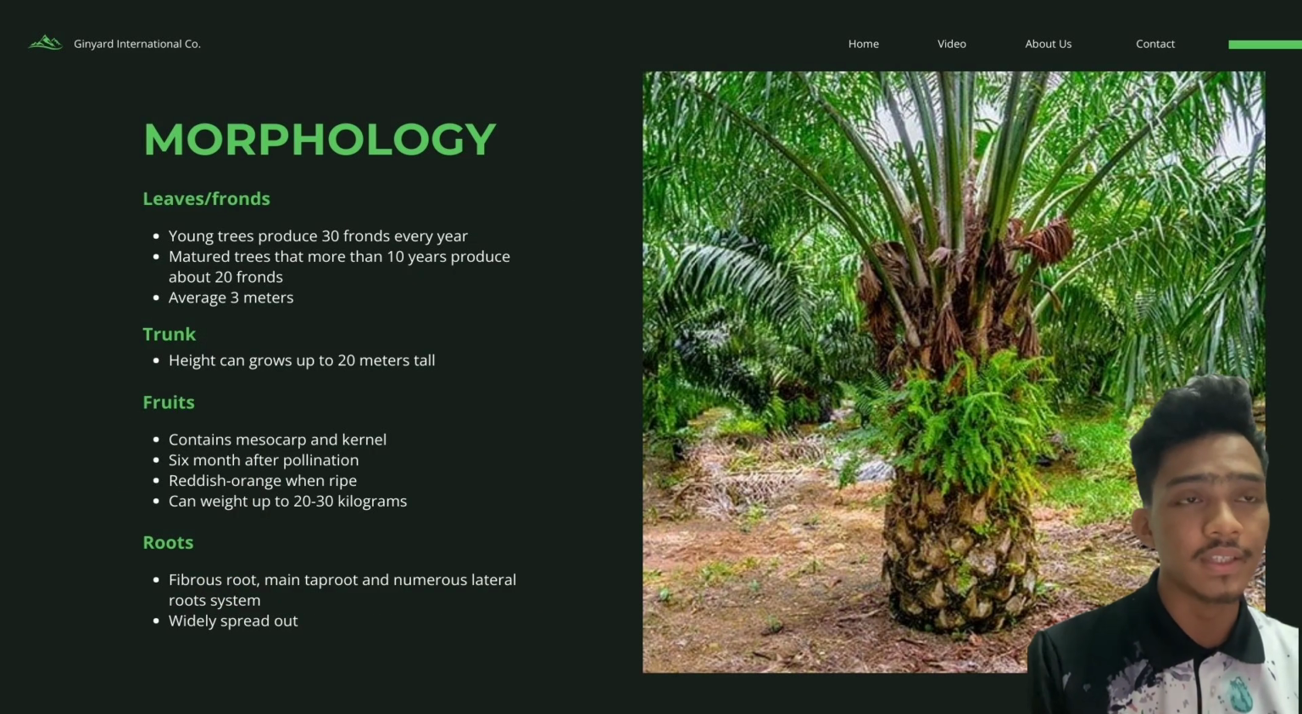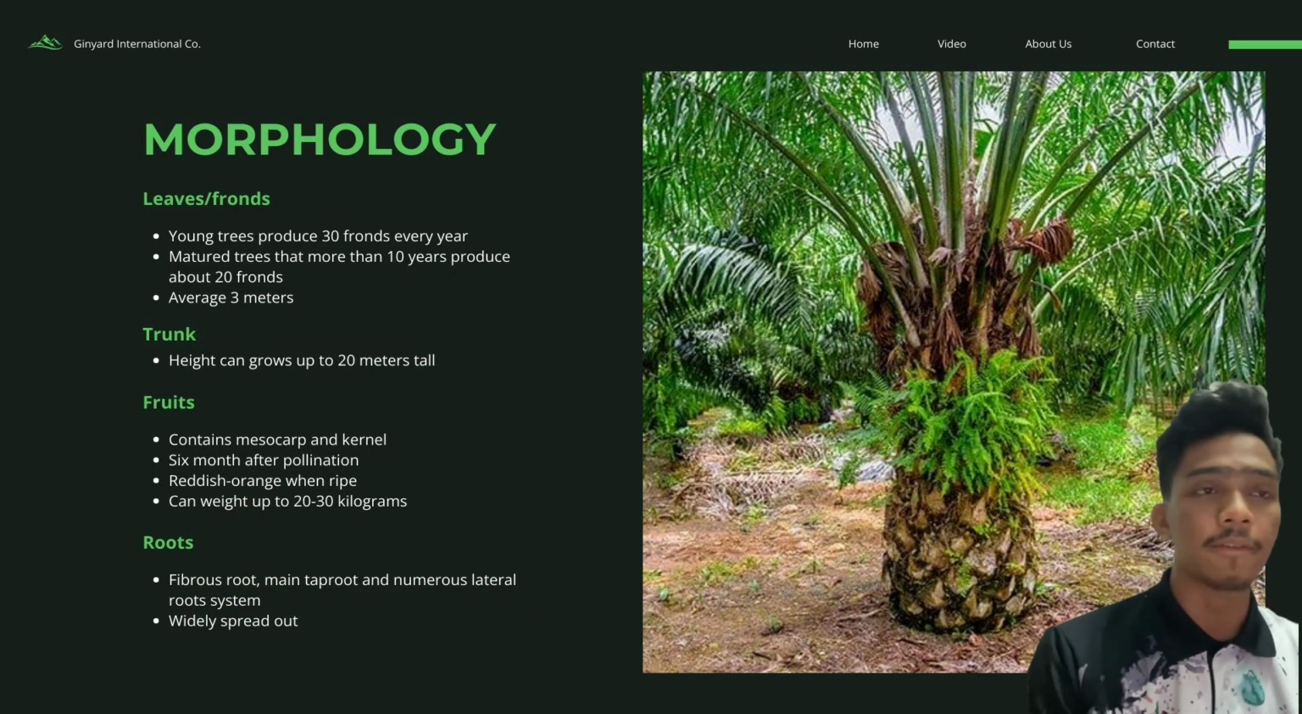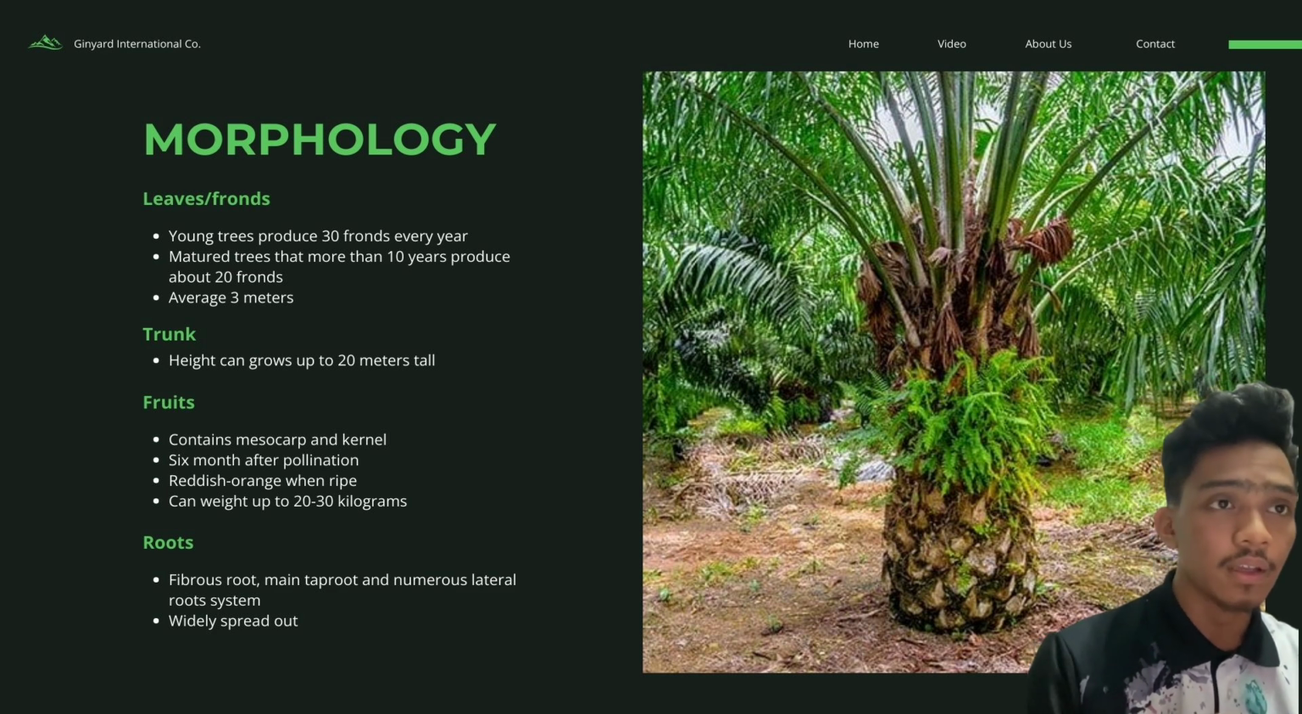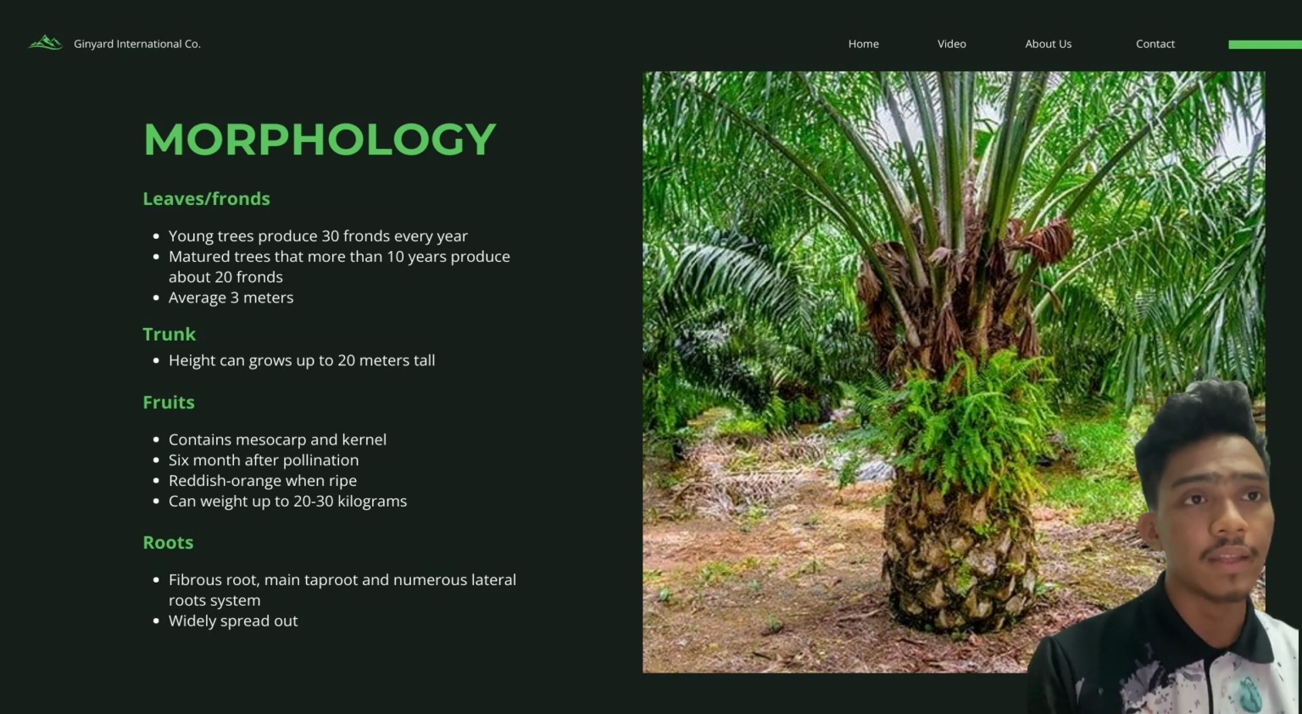And then morphology. In the morphology, we have 4 parts in oil palm. The first one is the leaf fronds. Young trees can produce 30 fronds every year. The matured trees that are more than 10 years can produce about 20 fronds. The average length of each frond can reach up to 3 meters. For the trunk, it can grow up to 20 meters tall.